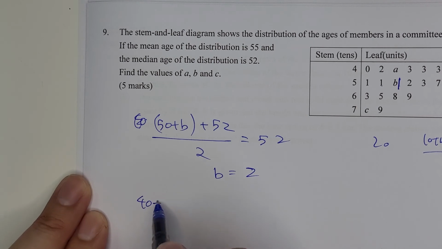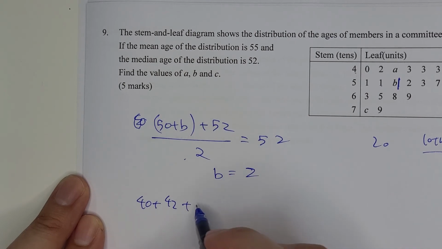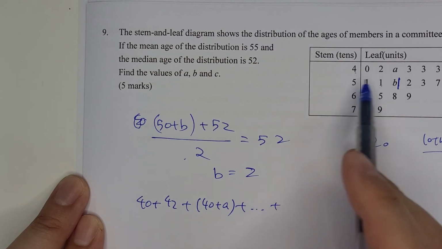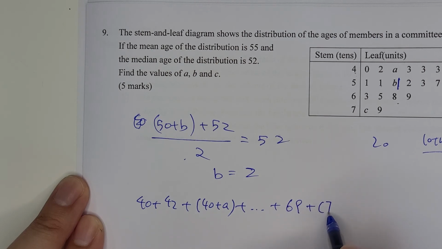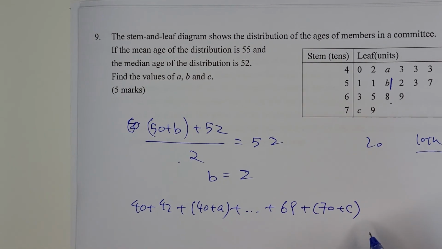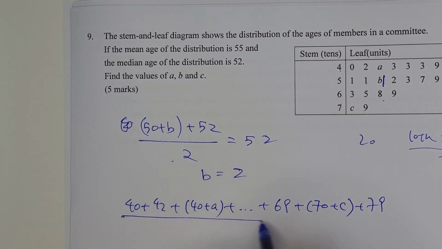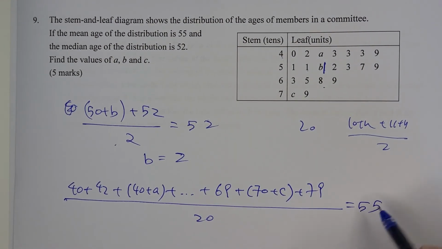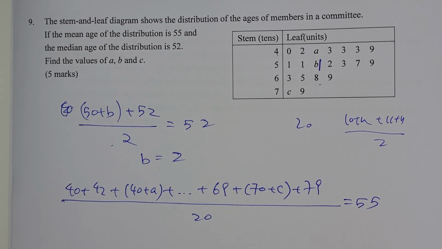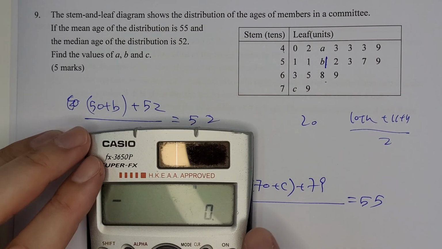So 40 plus 42 plus, how about this one? Not 4A, but 40 plus A, okay, plus blah blah blah, goes on. Add up all these numbers. The last 3 will be 69, and the last 2 will be plus 70 plus C, okay, and then plus 79. All these numbers over 20 would equal to 55, okay. Then what you need to do is you really need to add up all these numbers. But how to add them efficiently? You can do it in this way.